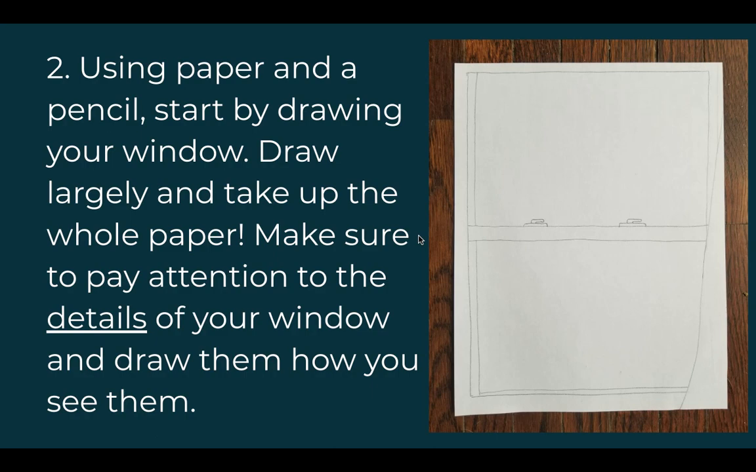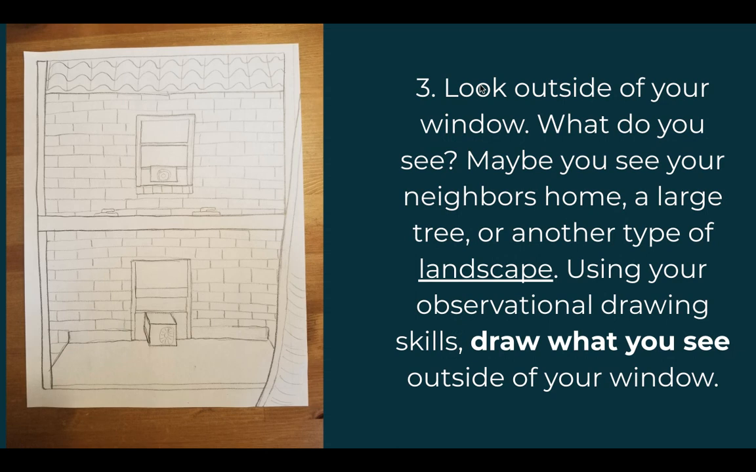So after you draw the outline of your window and you make sure that it takes up the whole paper, you're going to be focusing on what's outside of your window. Look outside of your window. What do you see? Maybe you see your neighbor's home, a large tree, or another type of landscape. Using your observational drawing skills, draw what you see or observe outside of your window. You see here that I included all of the bricks, all of that texture on the building outside of my window. I included the air conditioners that I saw, those windows on the building that's outside.